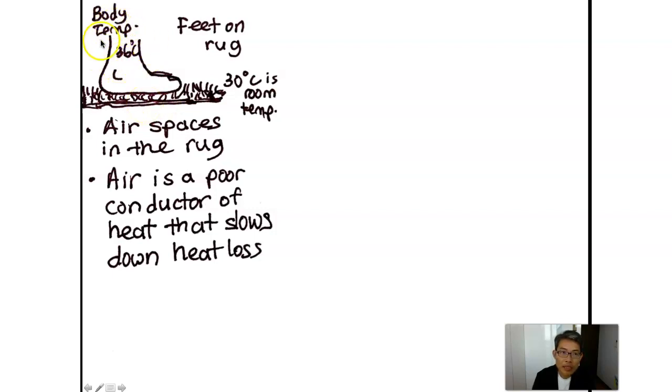Now, the person is at a higher temperature compared to the surroundings, including the rug. Therefore, heat will flow from the feet to the surroundings. And since the fabric that is used to make the rug, as well as the air that is trapped in the air spaces here, are both poor conductors of heat, this will naturally slow the rate of heat loss.